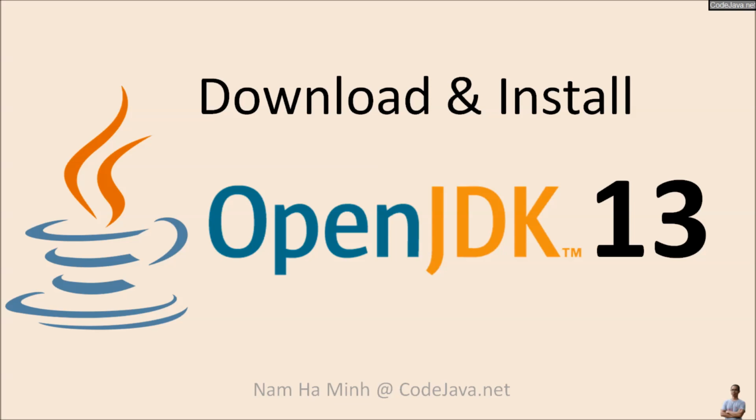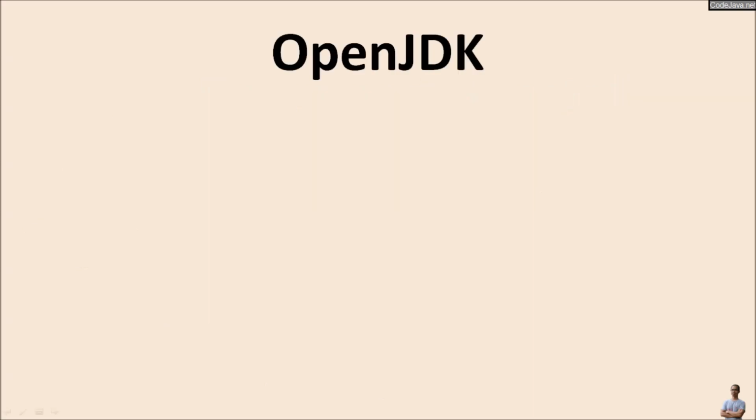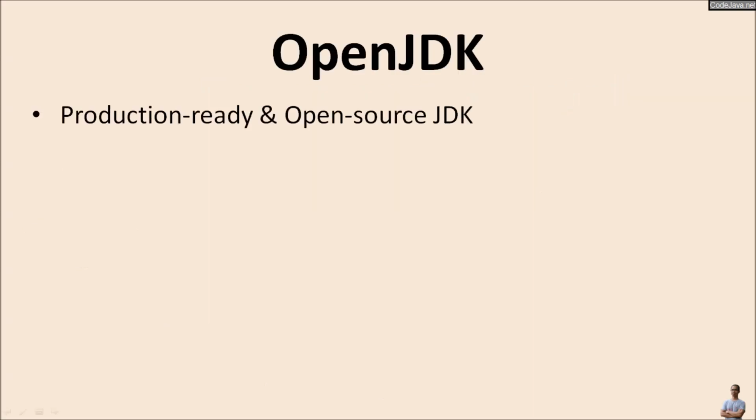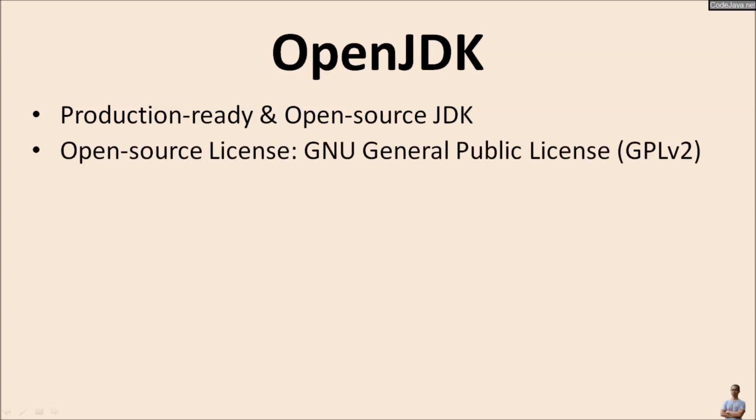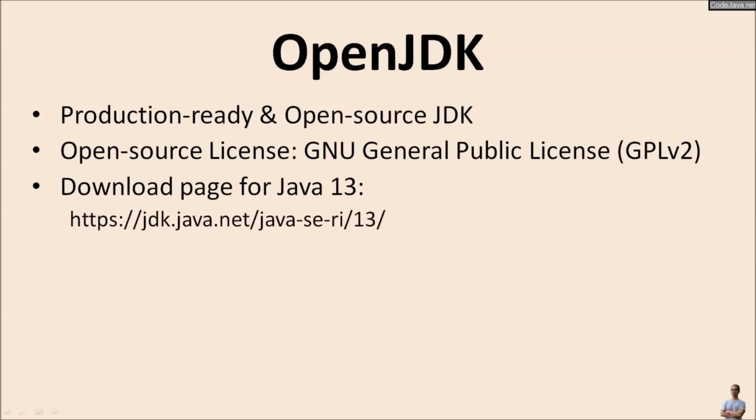Hi, in this video I will guide you how to download and install OpenJDK 13 on Windows operating system. I am now running from code.java.net. You know, OpenJDK is a free and open source Java development kit. OpenJDK is a reference implementation of JDK made by Oracle, and it is licensed under the GNU General Public License version 2. And this is a download page for OpenJDK 13.